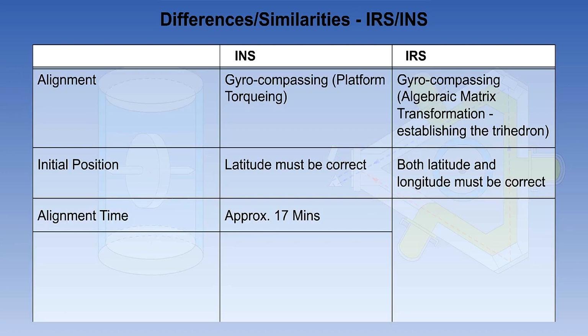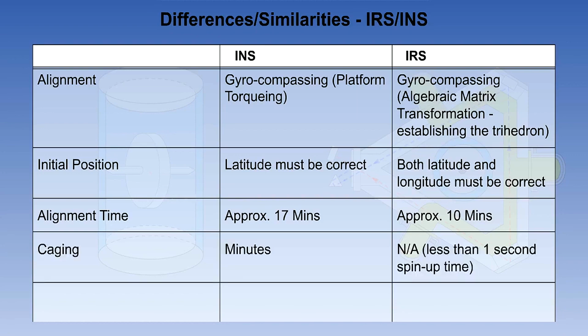The alignment time for INS is about 17 minutes at temperate and low latitudes. About 3 minutes of this is caging. 3 minutes is leveling and gyrocompassing takes about 11 minutes. IRS aligns more rapidly. About 10 minutes at temperate and low latitudes is normal.